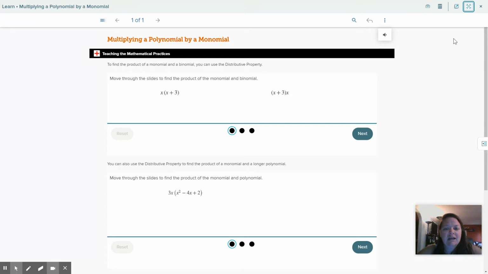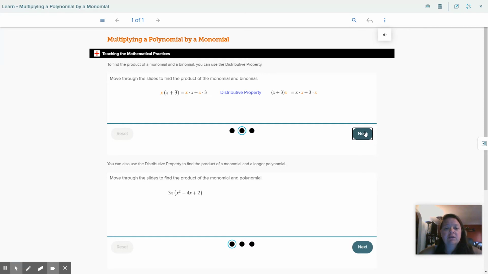So we have x times the quantity x plus 3, and we have the quantity x plus 3 times x. So it's written two different ways, but it's the same problem. So in your notes, go ahead and write those down, and then you can follow along, copying down the steps as we go through them.